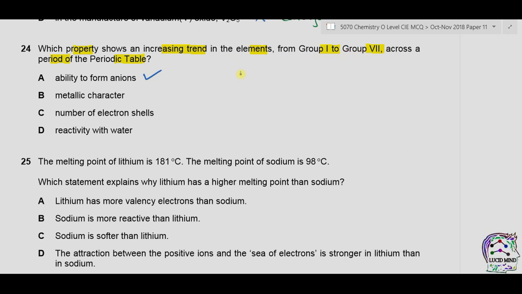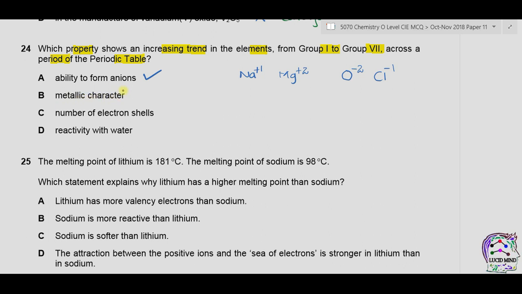ions. For example, sodium is in group 1, so it will form Na+1. Magnesium is in group 2, so it will form magnesium +2. Oxygen is in group 6, it will form -2. Chlorine is in group 7, so it will form -1. So non-metals gain electrons to form anions.